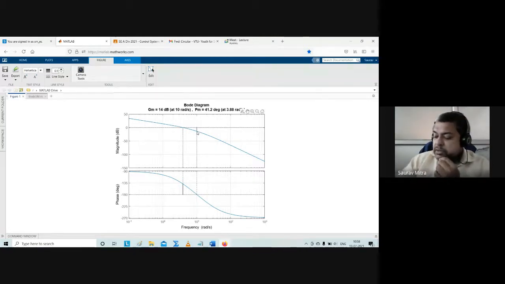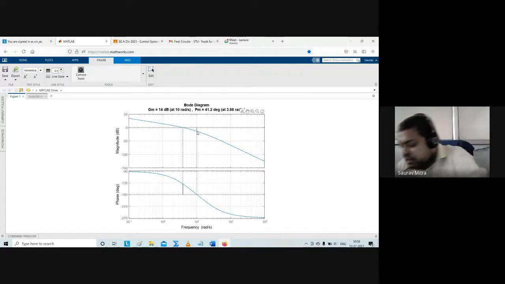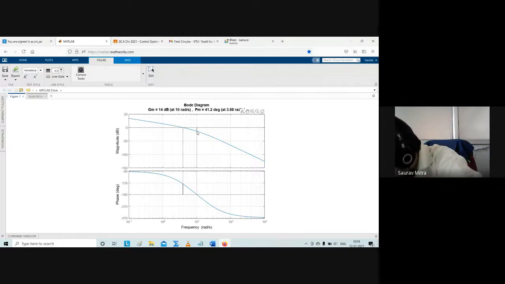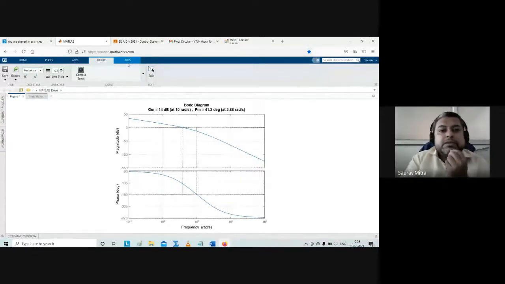Three things you have to write in case of point 5. Omega PC is 10 radian per second. Gain at omega PC is minus 14 dB. So how much is the gain margin? The gain margin is plus 14 dB. These are the 5 points you have to write, and the 6th point is to comment on stability. You have to say that as both GM and PM are positive, the system is absolutely stable.